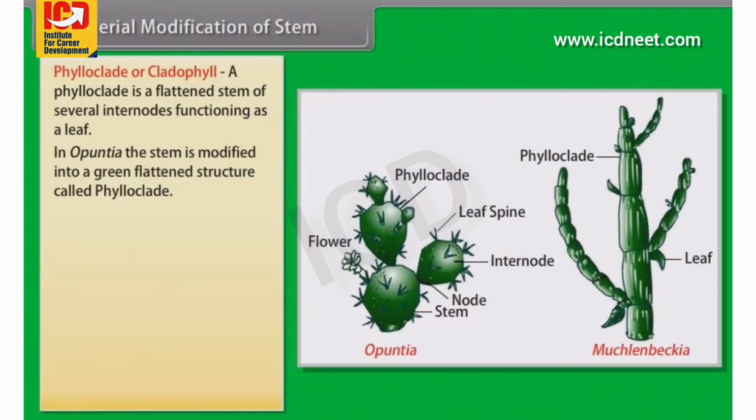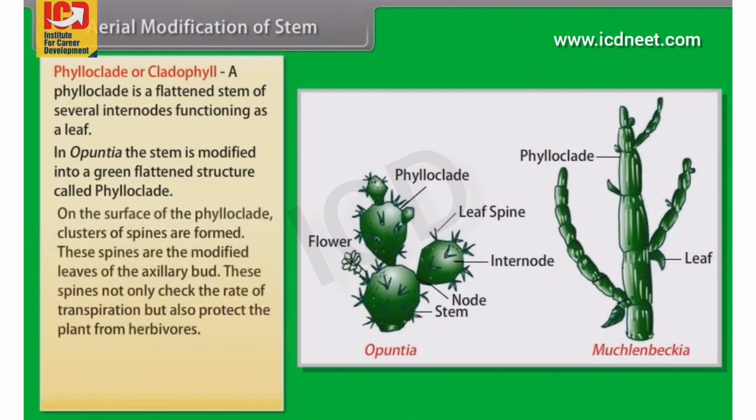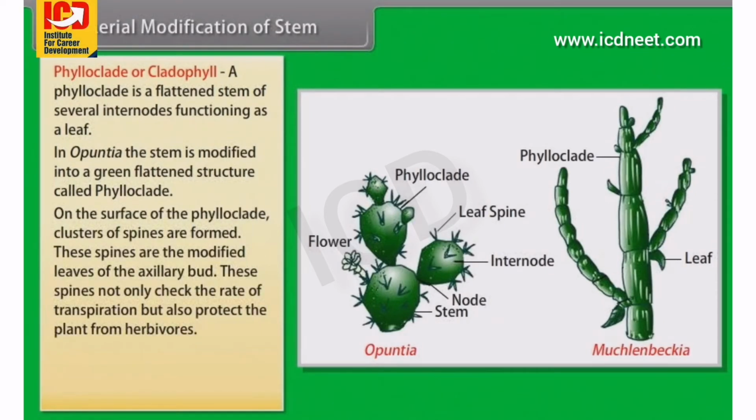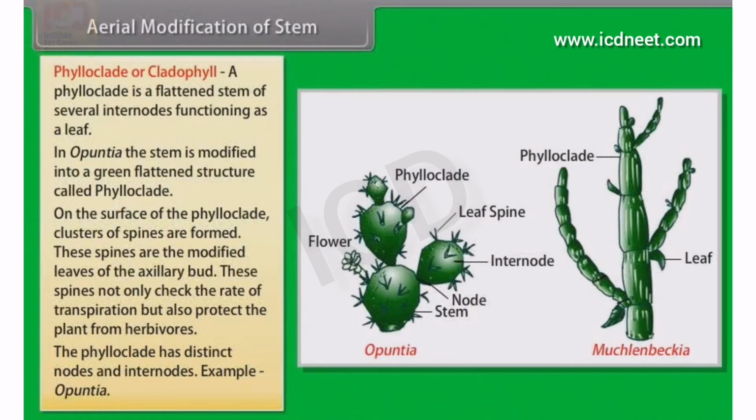In Opuntia, the stem is modified into a green flattened structure called phylloclade. On the surface of the phylloclade, clusters of spines are formed. These spines are the modified leaves of the axillary bud. These spines not only check the rate of transpiration, but also protect the plant from herbivores. The phylloclade has distinct nodes and internodes. Example: Opuntia.